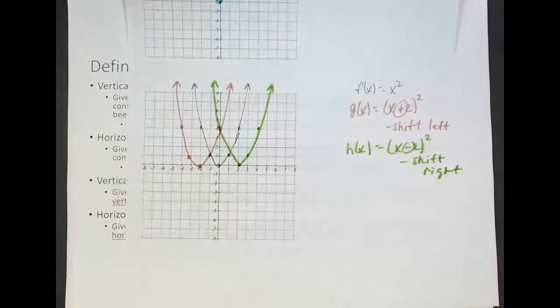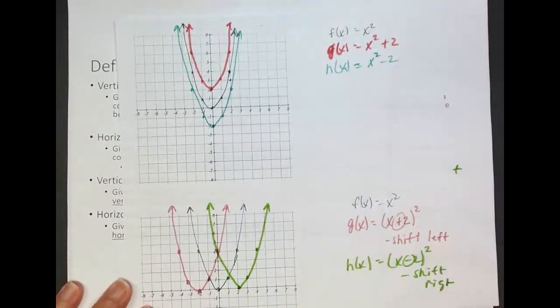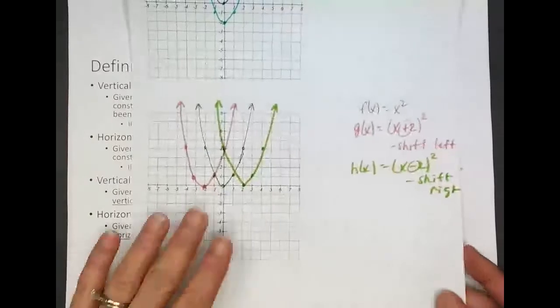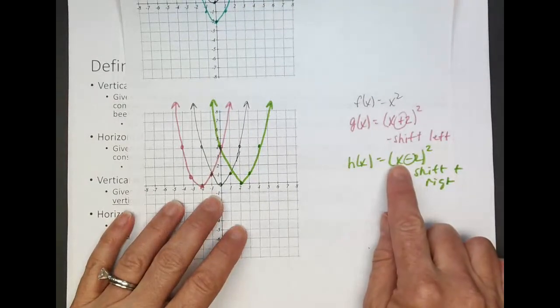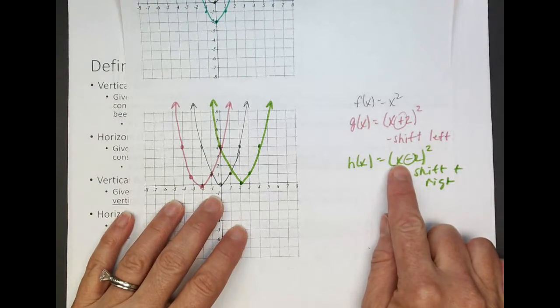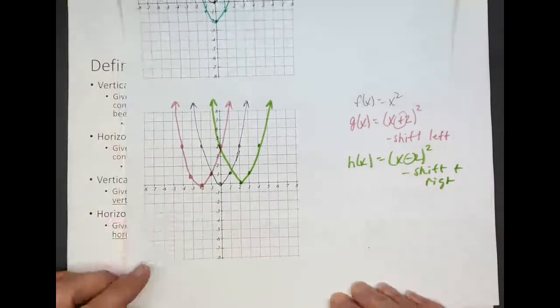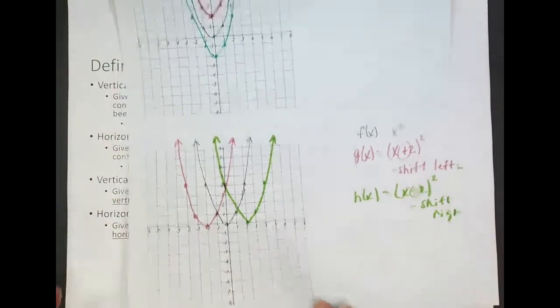Okay, so we've got vertical shifts, shifting up and down. That's going to involve adding or subtracting a constant to the entire function, making the y coordinates change. If we're shifting left to right, we're going to be adding or subtracting a constant to the input, or to the x when we're using x's. And that's going to shift us left to right. It's counterintuitive. When we add, we shift left. When we subtract, we shift right.